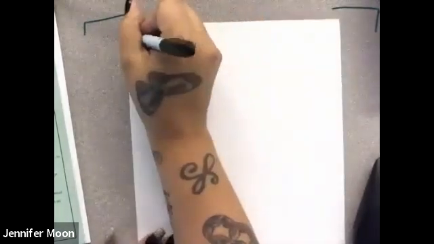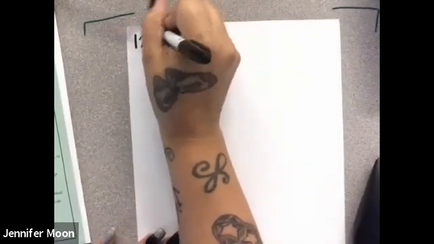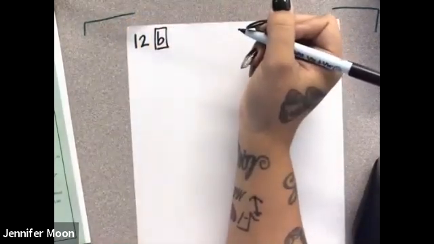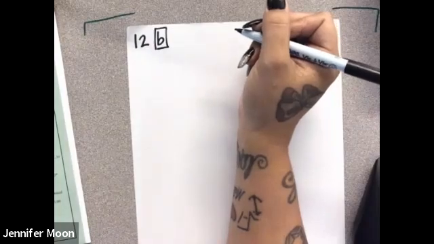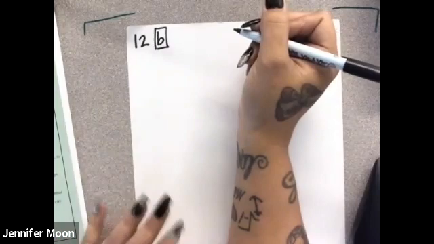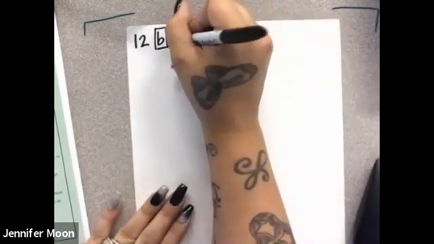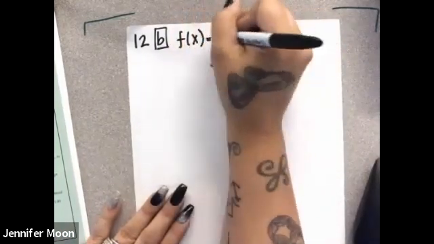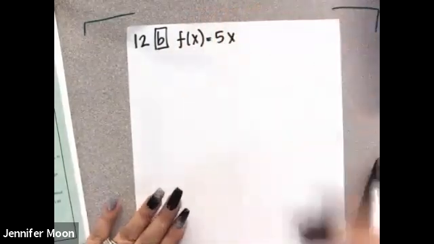So for 12, we're going to do B. I already know that it's going to want me to find all these different things. I'm first just going to write down my function, and then I'm going to find each individual thing. So my f of x is 5x.